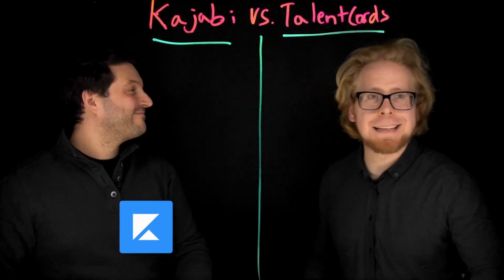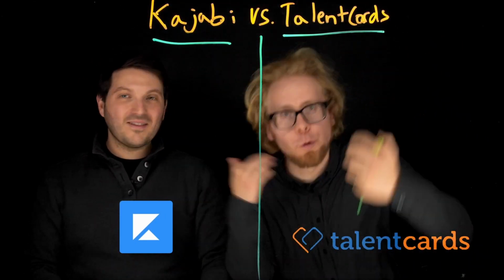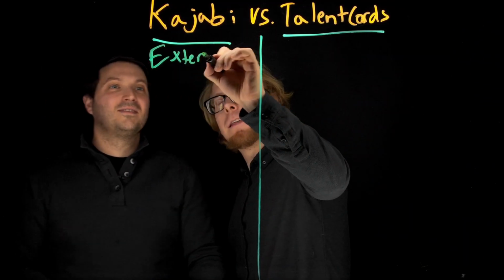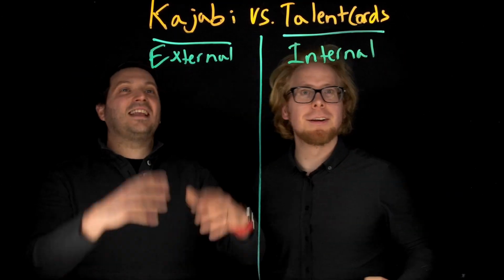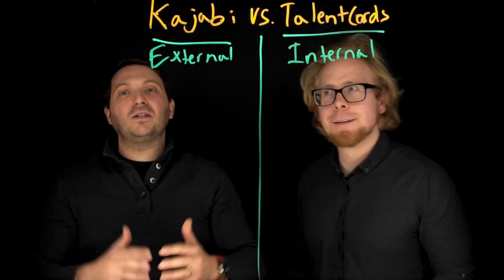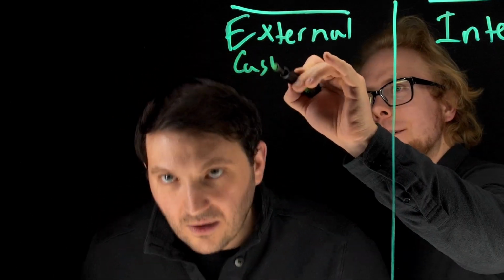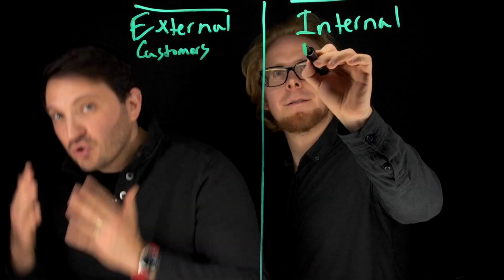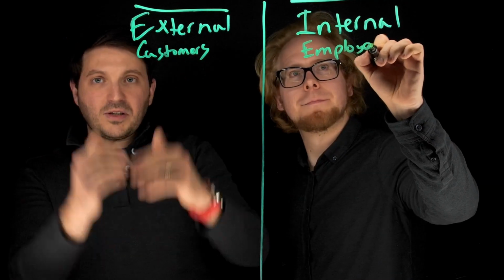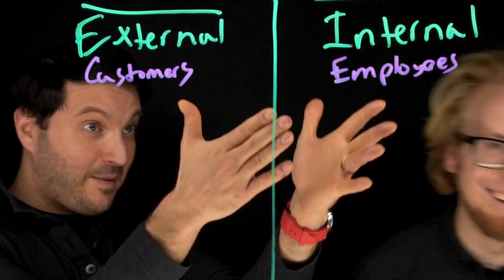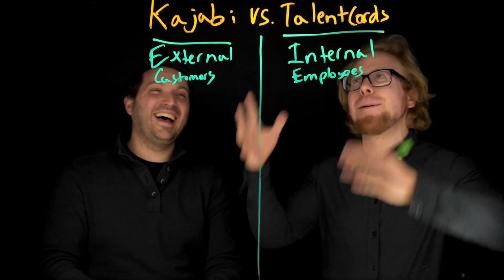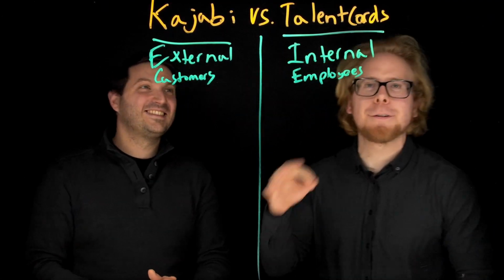In the meantime, we got Kajabi versus TalentCards. We got these two LMSs. They're in the ring and they're not really fighting because this one is external facing and this one is internal facing. So what does that mean? External is primarily to sell courses, and internal is primarily to engage and also train your employees. Customers, employees. So this means that these LMSs have completely different use cases.